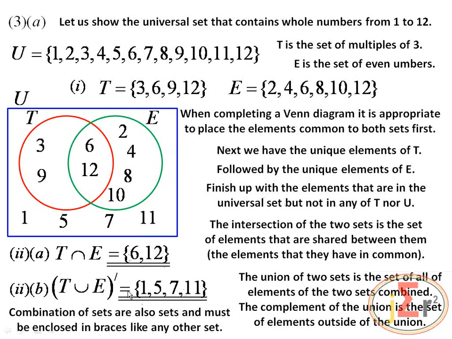And the same way that we enclose any other set, like the universal set, or the set of the elements of T, or the set of the elements of E, enclosed in those braces. Right. So the combinations of sets are sets and also need to be enclosed in braces as we have them right here.